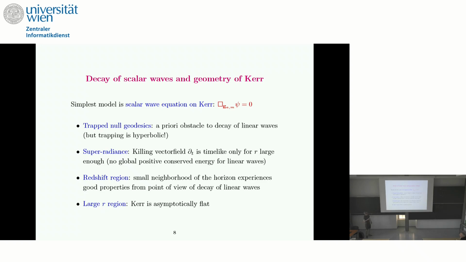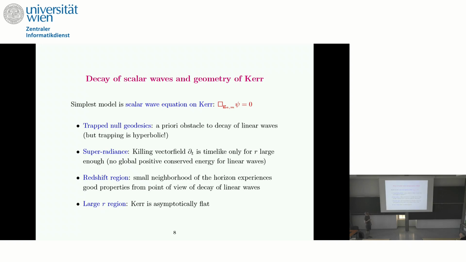The other piece of bad news is superradiance, because you have a Killing field, ∂_t. By Noether's theorem, the symmetry implies that there is a conservation law, a conserved energy. But now, unlike Minkowski, the energy for the scalar waves in Kerr is not globally positive. It's only positive for r large enough, because ∂_t is only timelike for r large enough. In other words, there is a region, the so-called ergosphere, where the energy has the wrong sign. Okay, this was for the bad news.